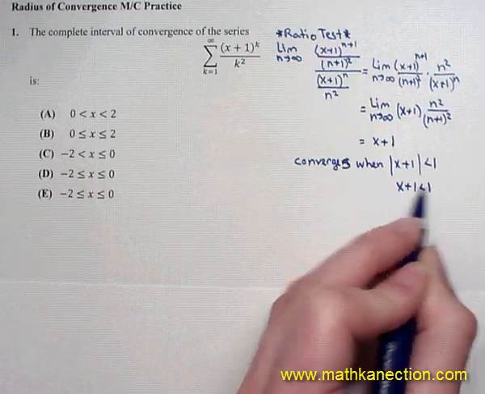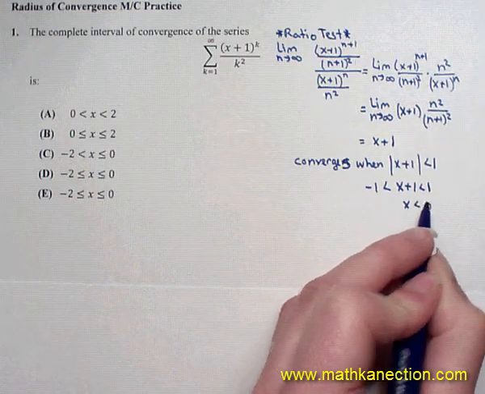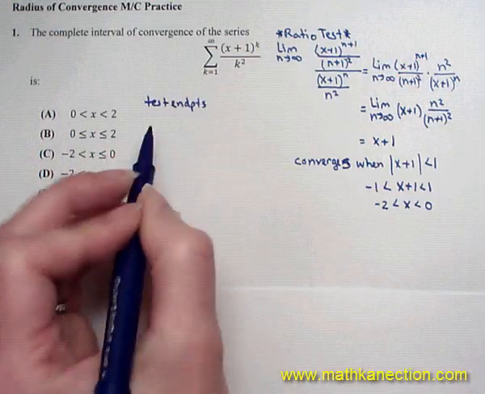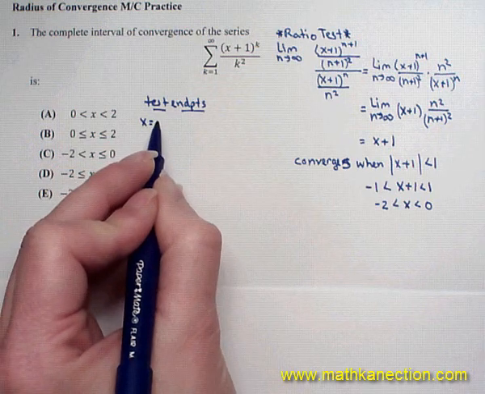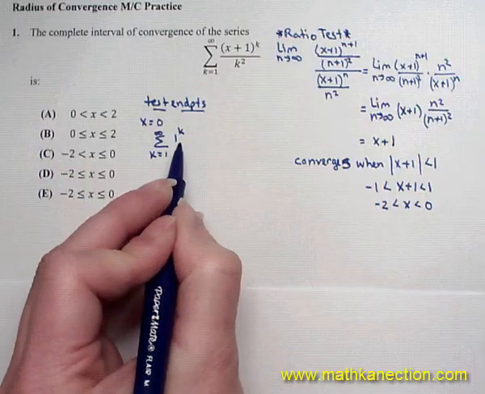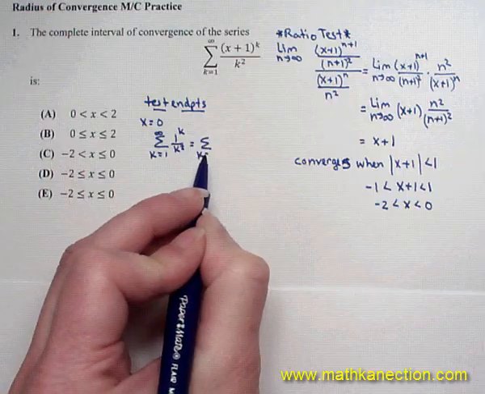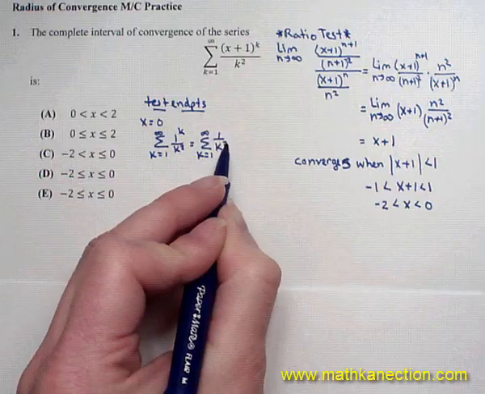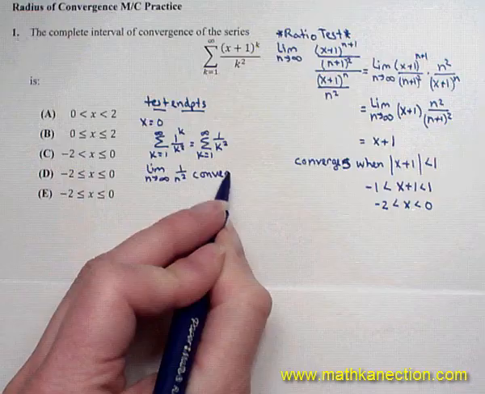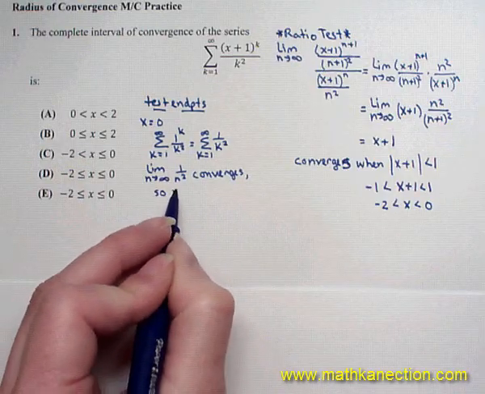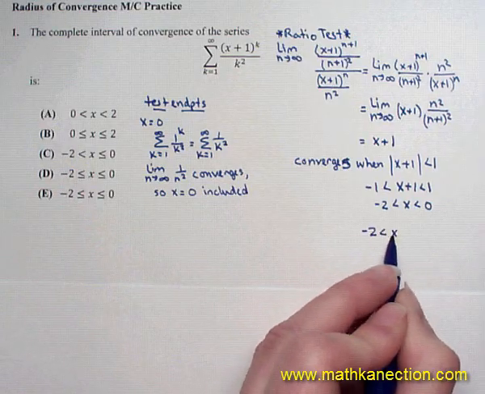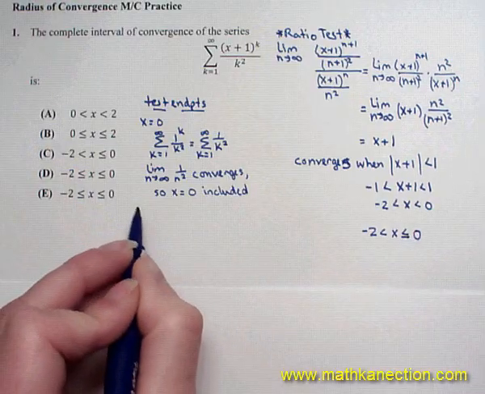So when x plus 1 is between 1 and negative 1, or when x is less than 0 and greater than negative 2. So to test on the endpoints, when x is equal to 0, that's the summation of k is equal to 1 to infinity of 1 to the k over k squared, which is the summation of k equals 1 to infinity of 1 over k squared. Looking at the nth term, the limit as n approaches infinity of 1 over n squared, so that converges. So then x equal to 0 is included. So the interval then is x is less than or equal to 0.